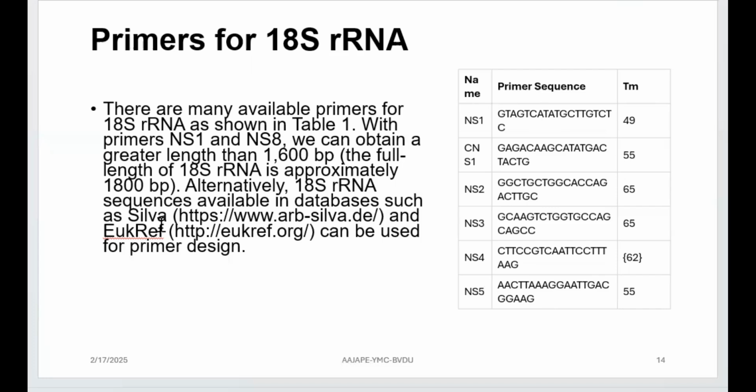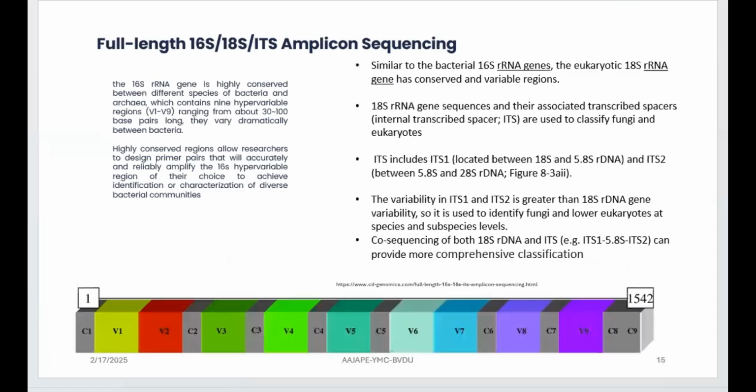For example, here one database is Silva, and another is UKREF. So EUK for eukaryotes, REF for reference, UKREF, which is going to help you in designing the primers. So very similar to 16S rRNA sequencing you are going to do.